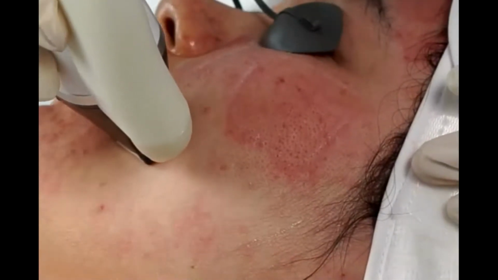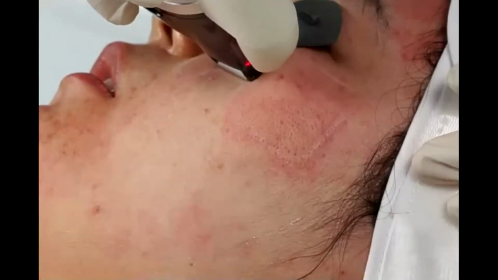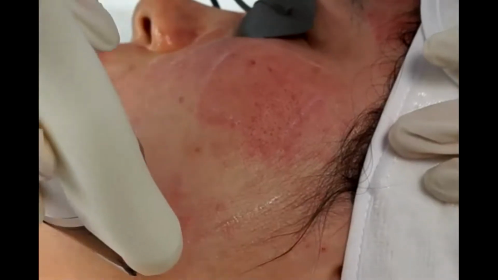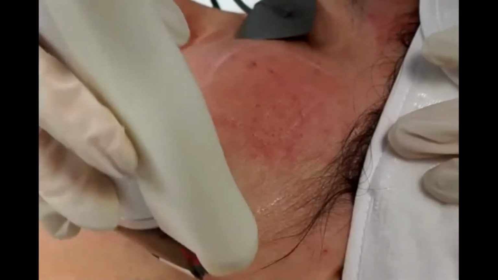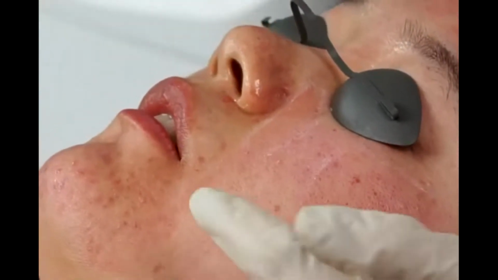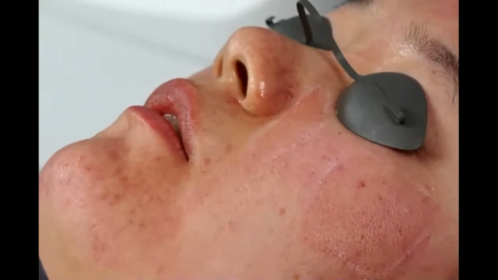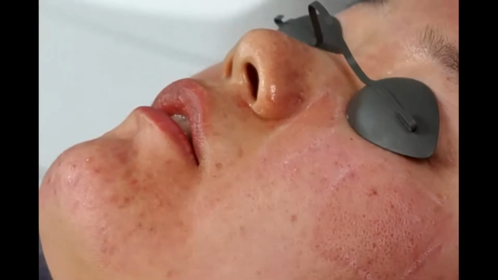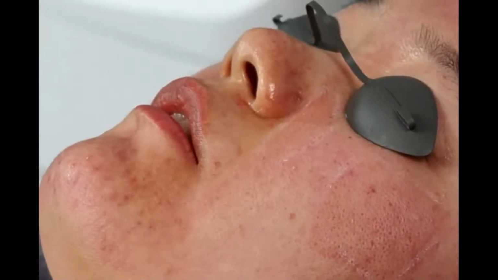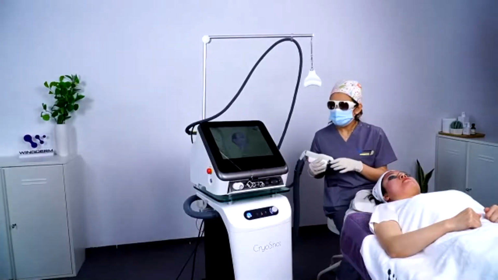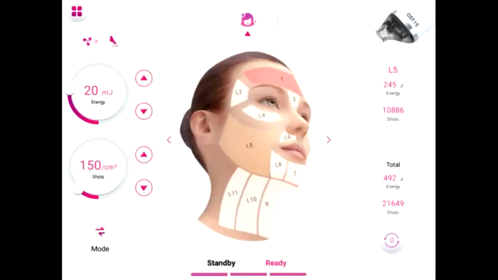The roller tips are very fast. So it's very good for rejuvenation treatment. We can see that after one pass, the other parts of the cheeks have turned red. Okay, now we'll do the other parts around the nose and around the lips.